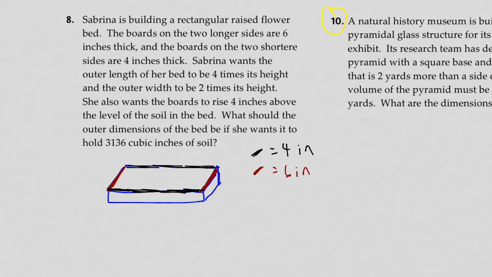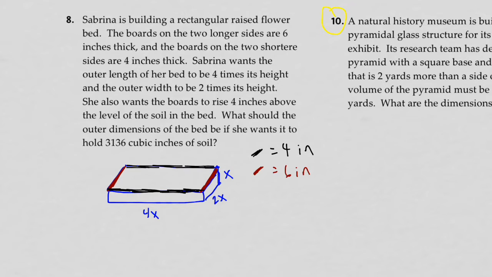Okay, and now it says that Sabrina wants the outer length of her bed to be 4 times its height. I'm going to go ahead and label the length, width, and height. So let's call the height x. And so that means that the outer length is 4x. Also, it says that the outer width is 2 times the height, so 2x. That makes sense, right? If the height is x, and the outer length is 4 times that, that's 4x, and the outer width is 2 times that, that's 2x. Those are the outside measures.